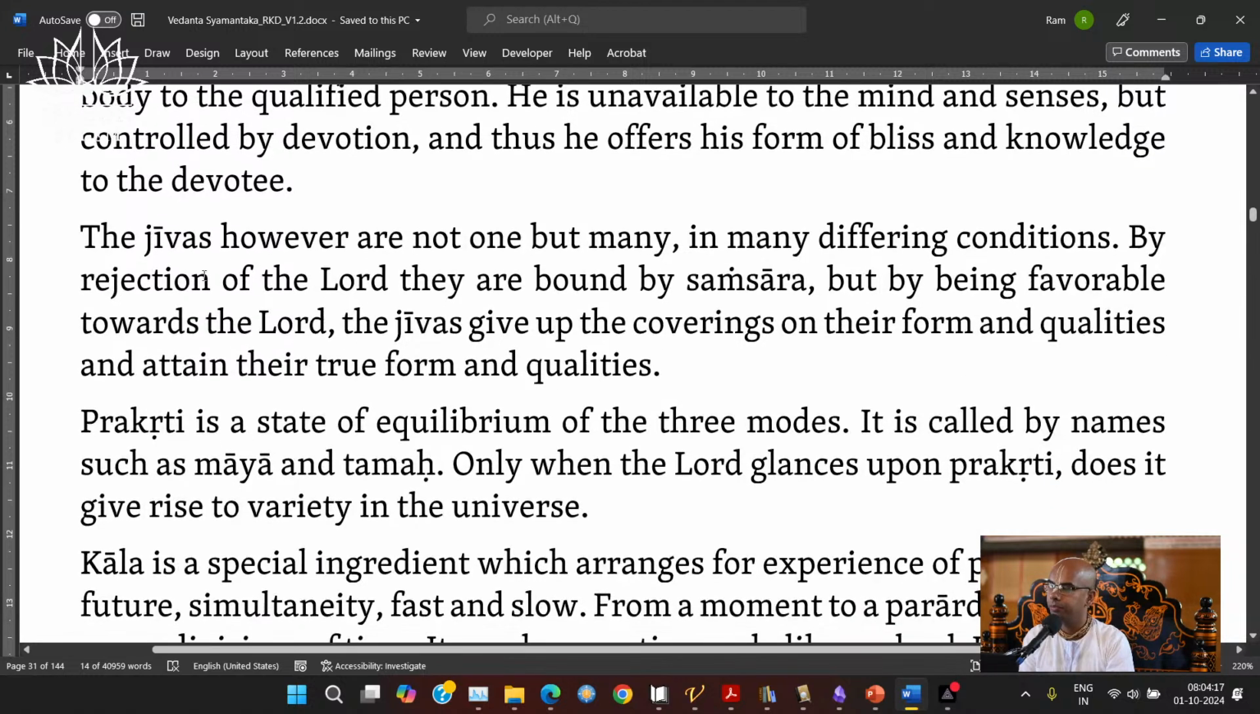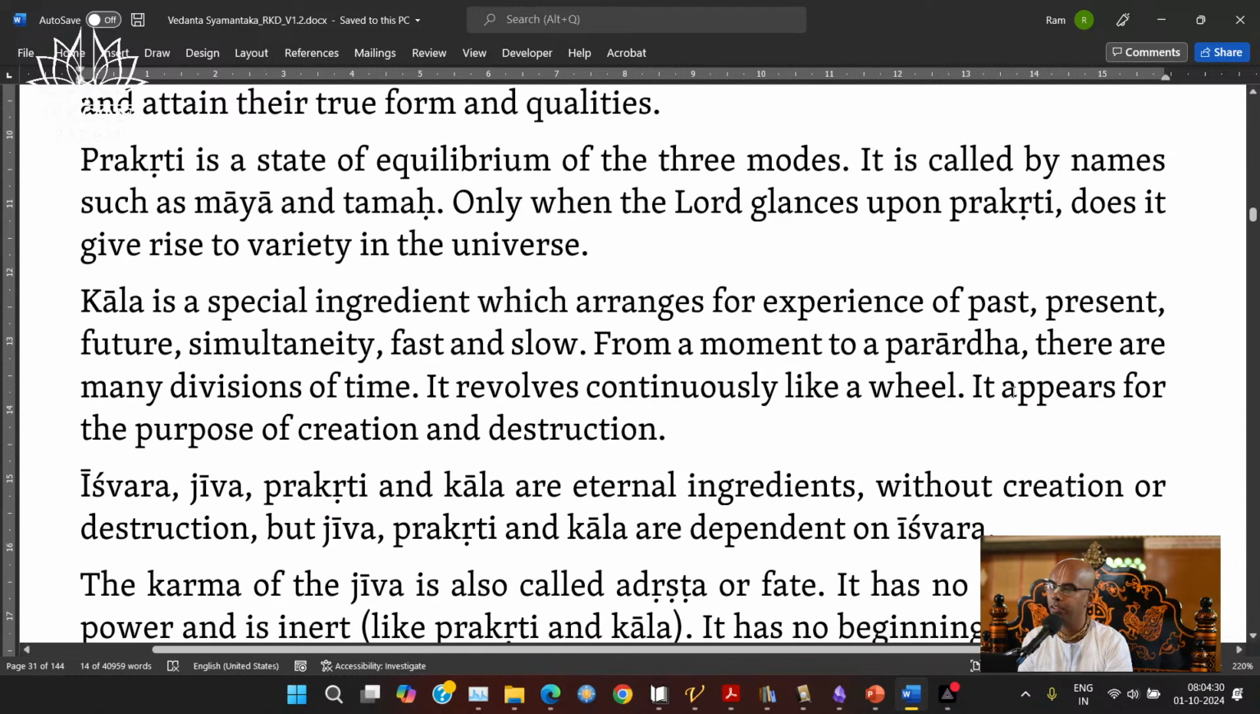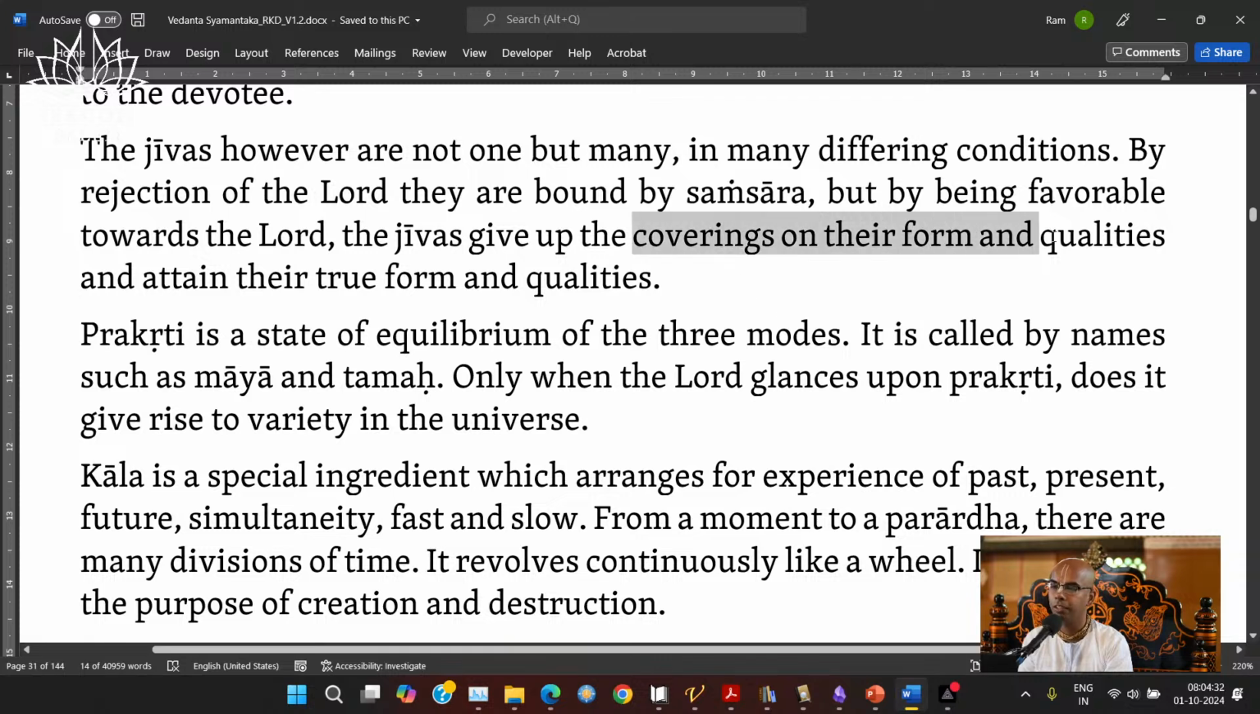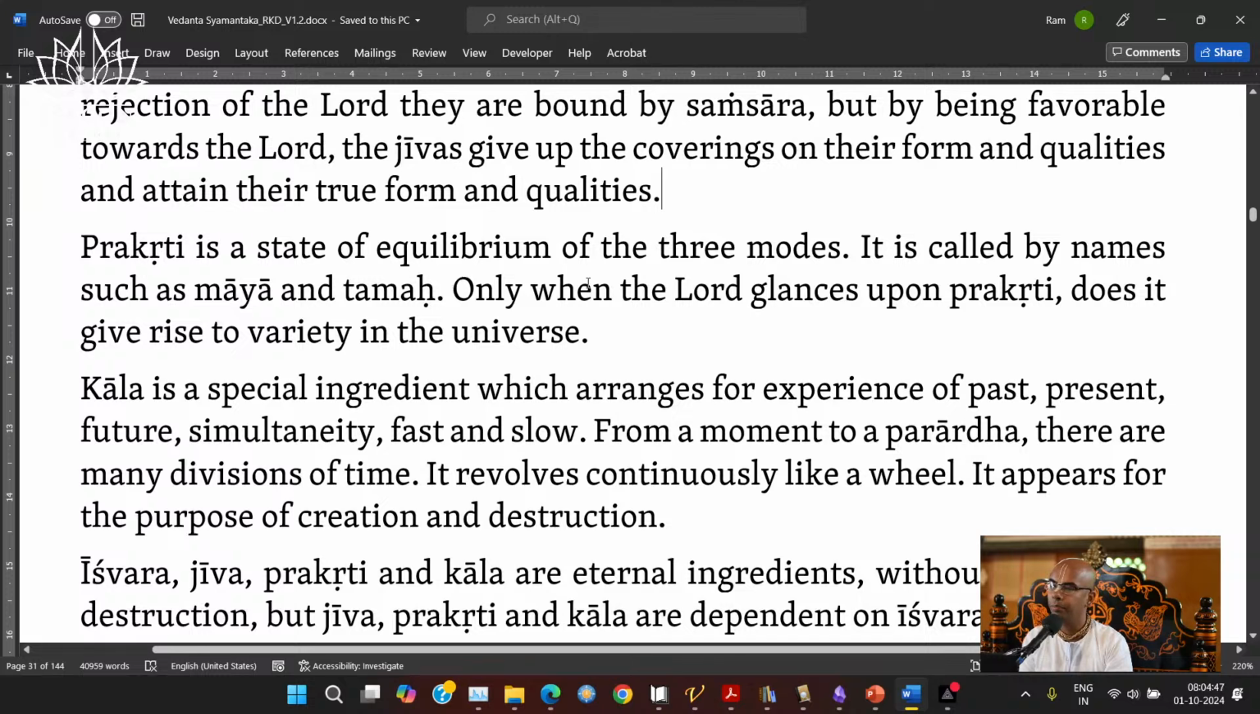Then the Jivas, however, are not one but many, in many differing conditions. By rejection of the Lord, they are bound by samsara, but by being favorable towards the Lord, the Jivas give up the coverings on their form and qualities and attain their true form and qualities. So this covering on their form and qualities is the material covering, which gives a material form and material qualities made up of the 3 modes of material nature. And when they are being favorable to the Lord, then they attain their true form and qualities.